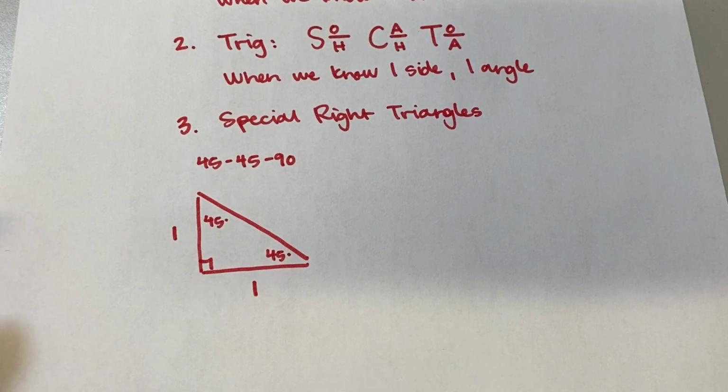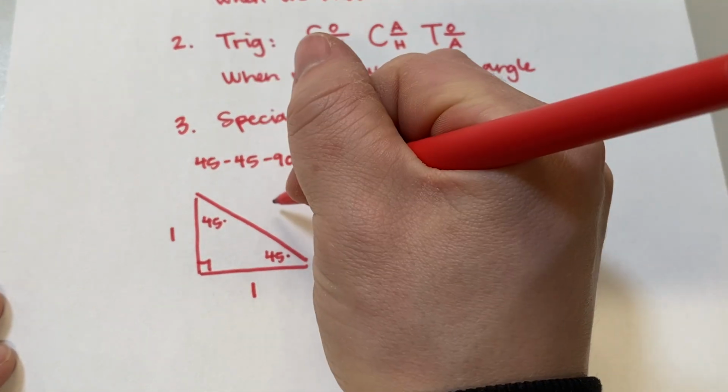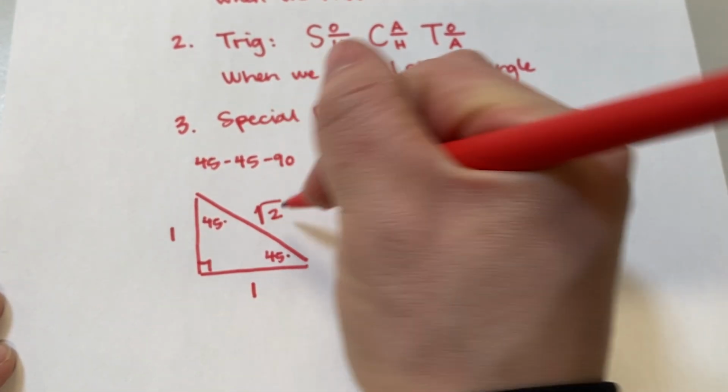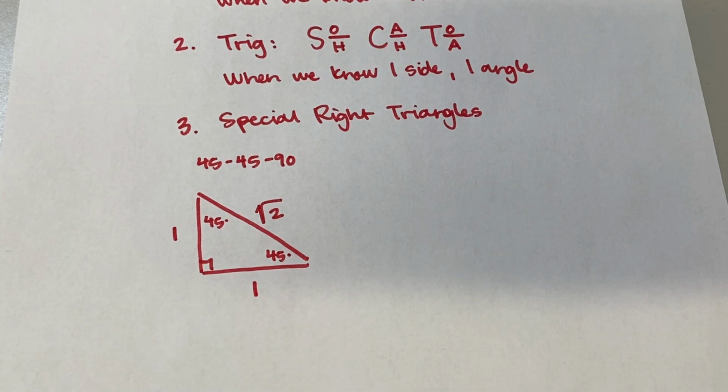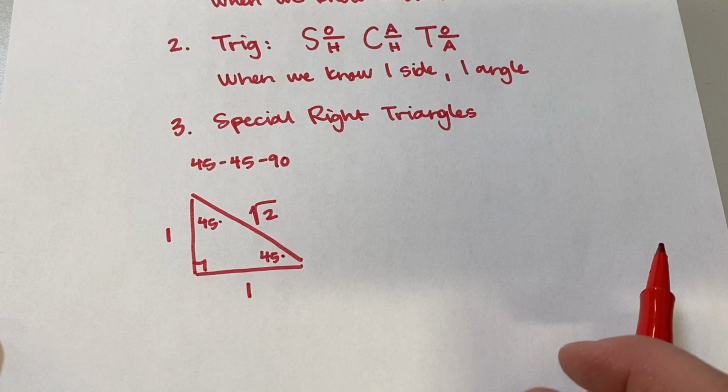If you remember a few classes ago, we proved using the Pythagorean Theorem, a squared plus b squared equals c squared, what our hypotenuse would be, and we proved that the hypotenuse has to be root 2. So in its most basic form, this is how that special right triangle starts.